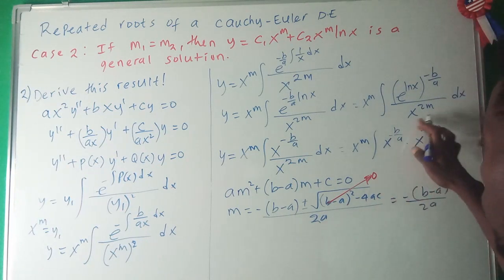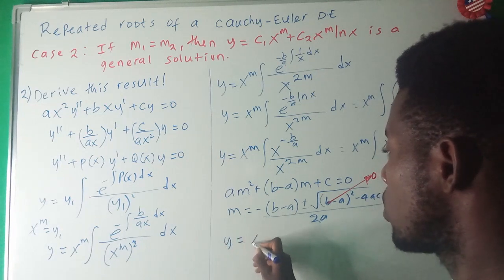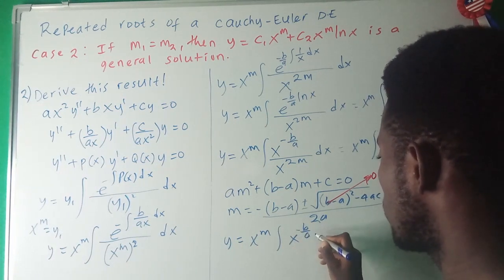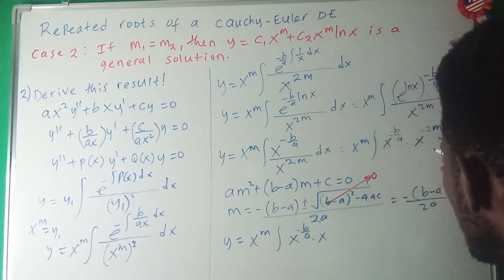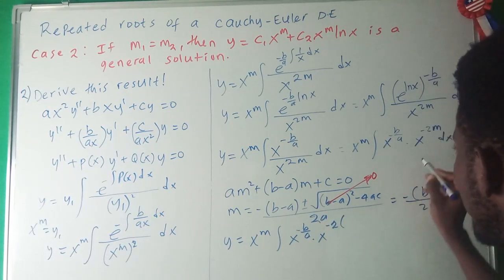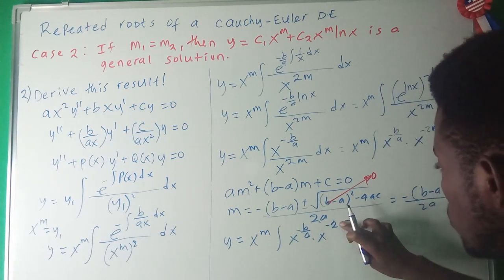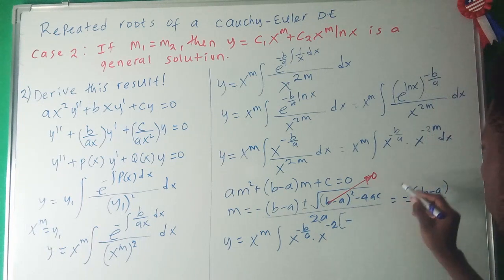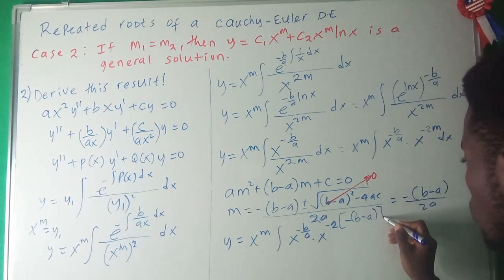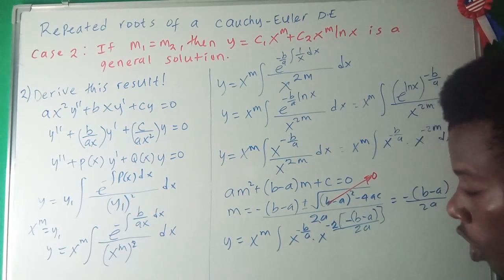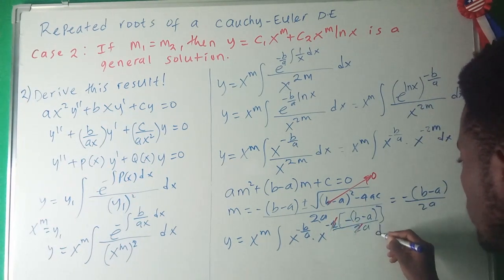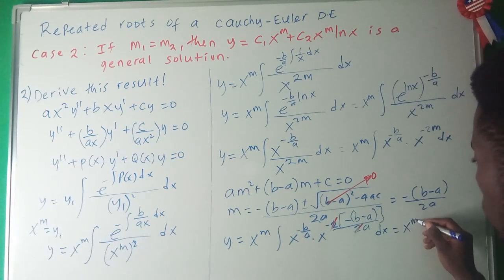So now let's replace the value here. We have y equals x to the power m, the integral of x to the power of negative b over a times x to the power of minus 2m dx. Now we know m is this, so we say minus 2 multiplied by m, which is negative (b minus a) all divided by 2a. I'm going to use a bracket here. What we observe is that this 2 and this 2 cancel, and negative times negative is positive. That's dx here.